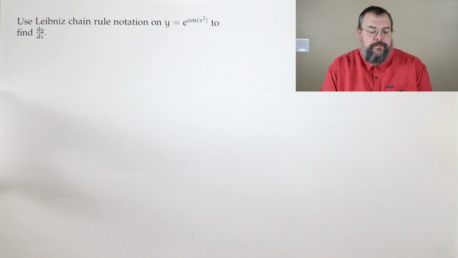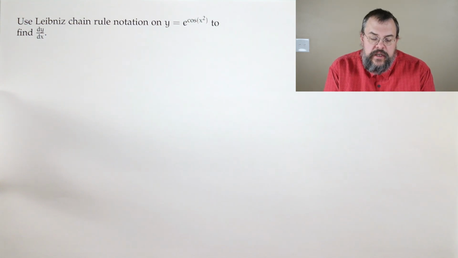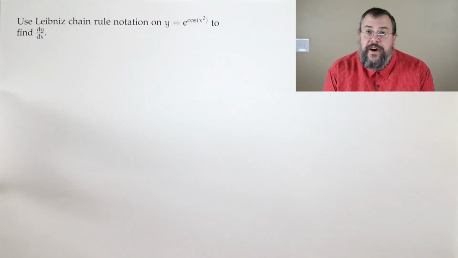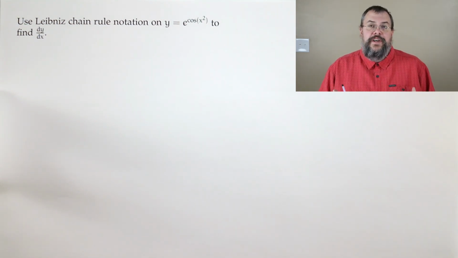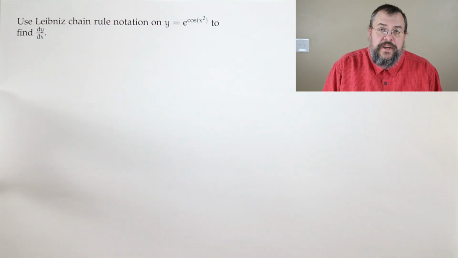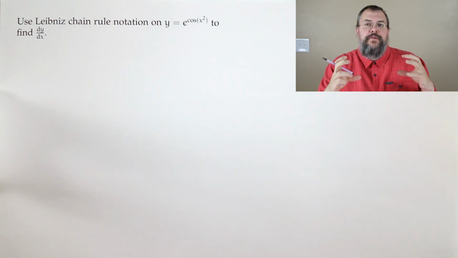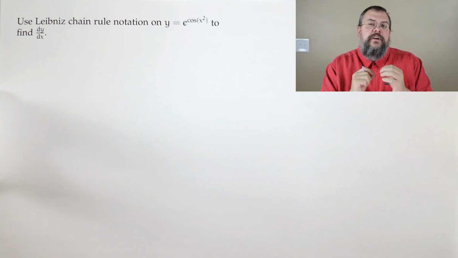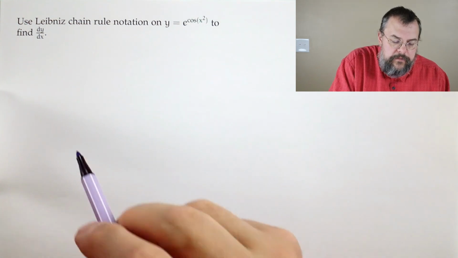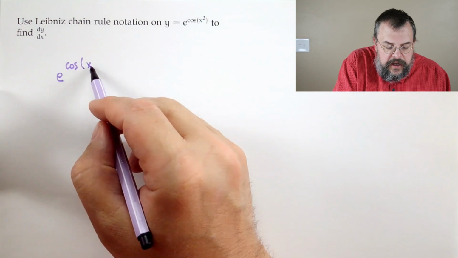All right, so this problem. Use the Leibniz chain rule notation on y equals e to the cosine of x squared to find dy dx. All right, well, how would this work? What we need to do is figure out what's happening with this function. The Leibniz notation is where you introduce intermediate variable names to piece it together so that each layer is a very simple function. So we have e to the cosine of x squared.